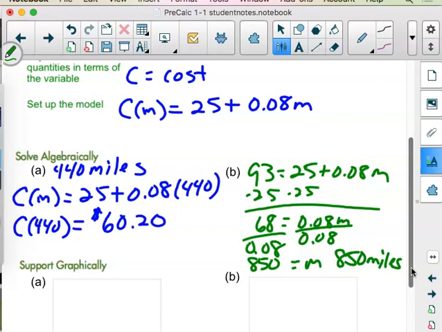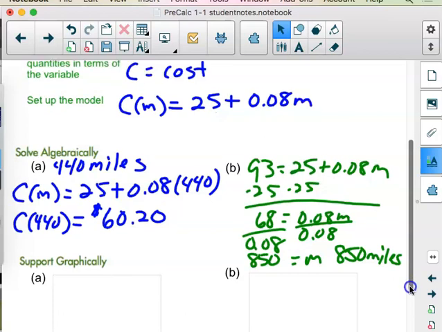Now I think about it, and Sally only drove 440 miles. She made $60.20. John drove 850 miles and earned $93. Well, that makes sense. I mean, he drove more, so he should make more money. So you stop and think, does this match with what I know?